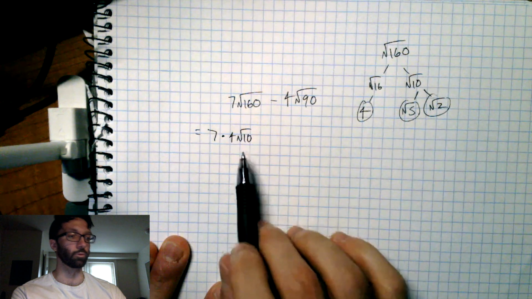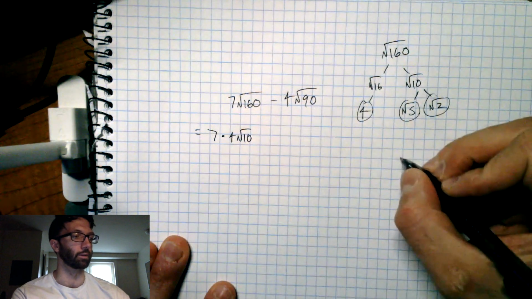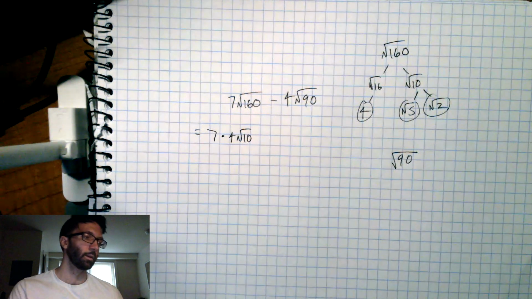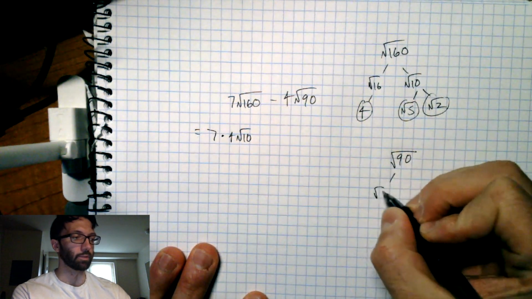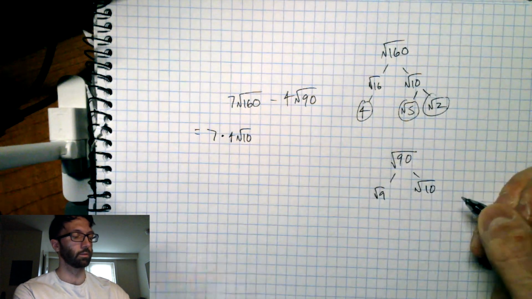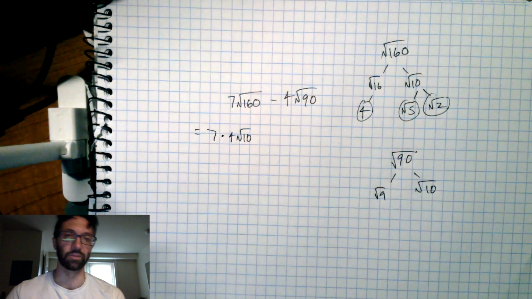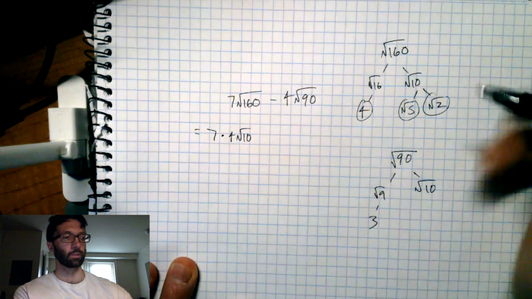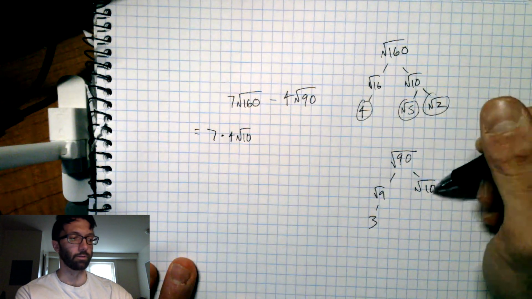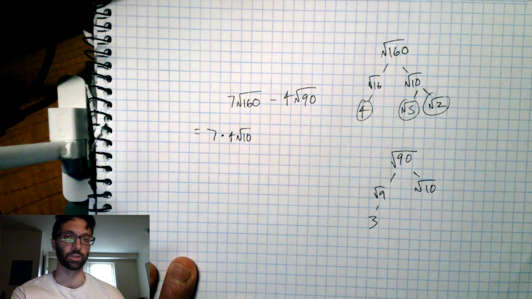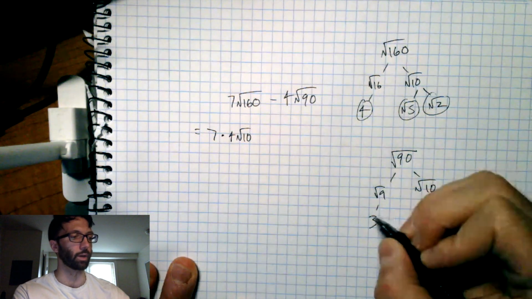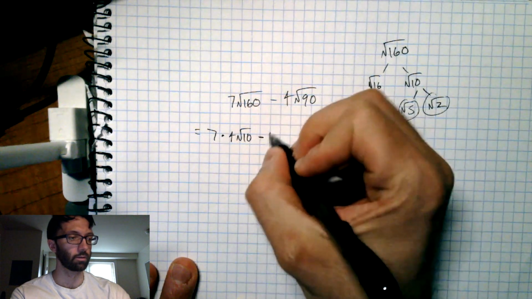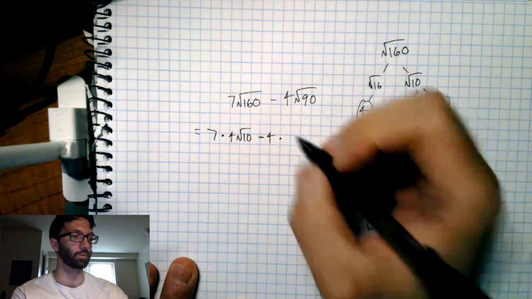And now root 10 does not match root 90, so I'm going to have to simplify root 90 as well. And 9 happens to be the largest perfect square. And 9 times 10 gives me 90. Root 9 simplifies to 3. And again, I could factor root 10 into root 5 and root 2, but it's just going to end up turning into root 10 again anyway. So I have 3 root 10. So I have my minus 4 times 3 root 10.